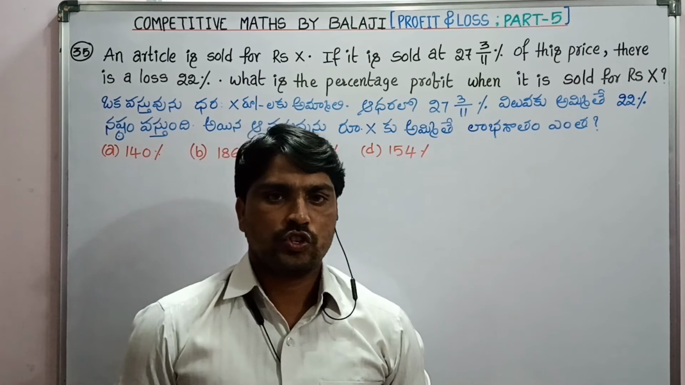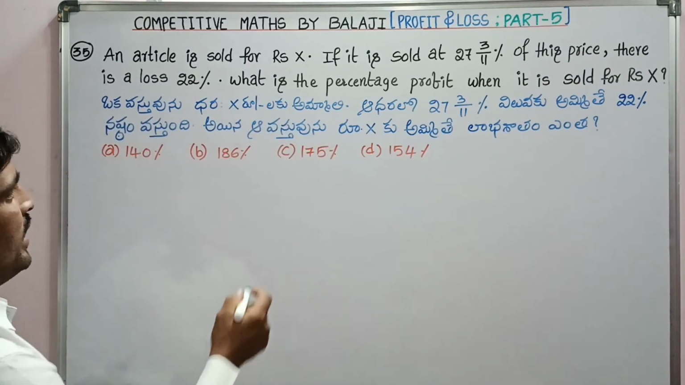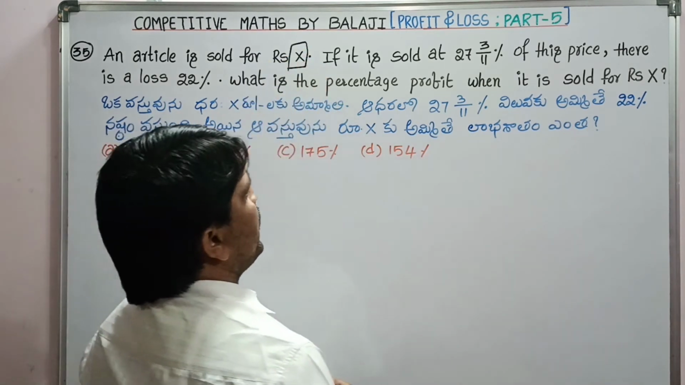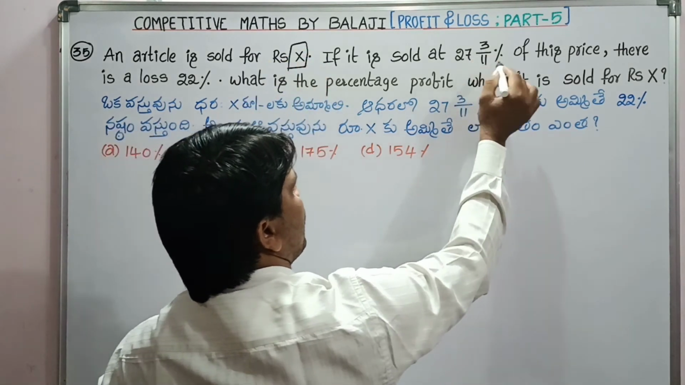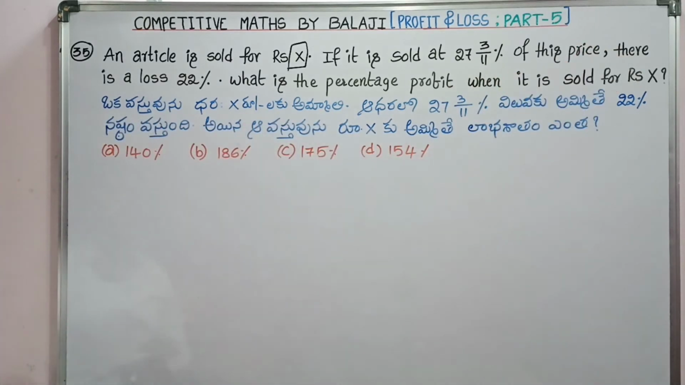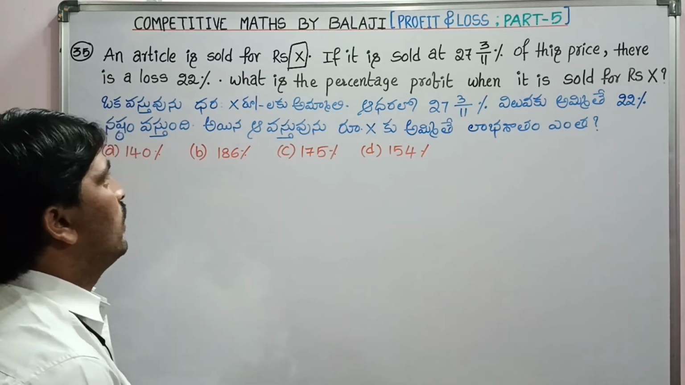Okay. Next question. 35th. An article is sold for rupees X. If it is sold at 27 whole 3 by 11% of this price, there is a loss 22%. What is the percentage profit when it is sold for rupees X?